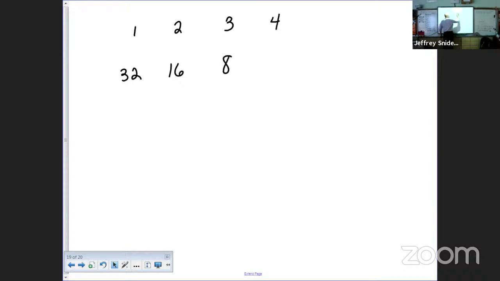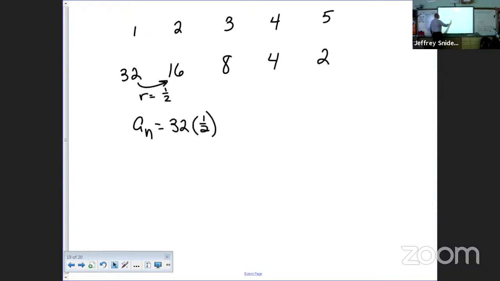Fourth, there would be 4. Fifth, there would be 2. And then after that, would there be any more games? No, there wouldn't be any more games. So it says, find a rule for the number of games played in the nth round. So the rule would be a sub n. What is the common ratio? r is 1/2. So how did we write this rule? It was the first term times the common ratio raised to the n minus 1. So there's our rule that we need.